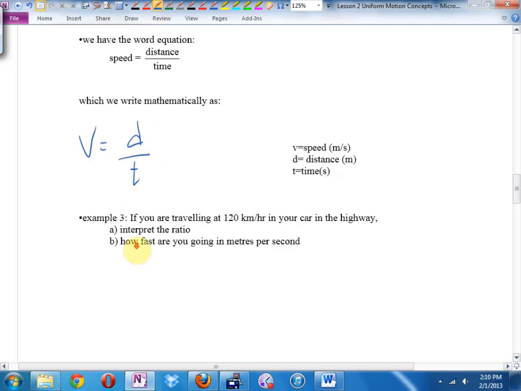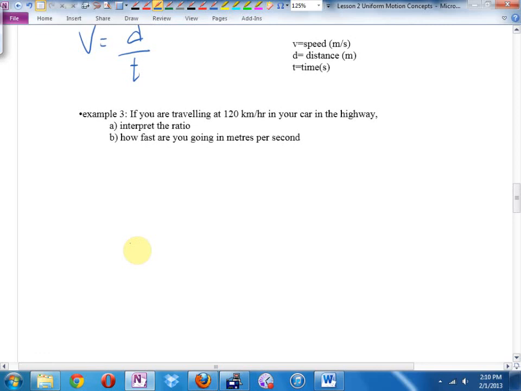So, imagine you're traveling at 120 kilometers per hour in your car on the highway. A says, interpret the ratio. In 1 hour, how far will you travel? How about in 2 hours? How about in 3 hours? How about in half an hour, 30 minutes? All right, how about in 20 minutes?